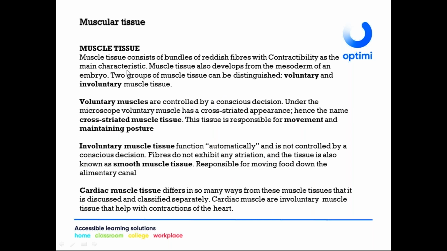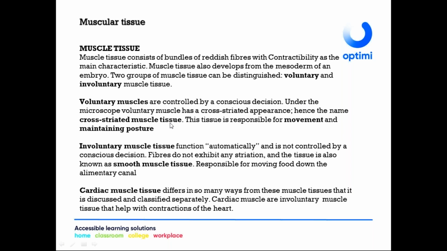Muscle tissue consists of bundles of fibers with contractibility. This means they are able to contract and relax. So their main characteristic is that they are contractible. There are 2 groups of muscle tissue: voluntary and involuntary muscle tissue. Voluntary, as the name says, is controlled by a conscious decision that the animal makes.